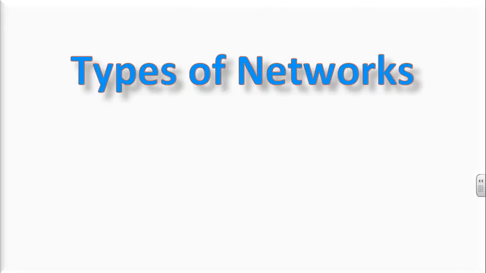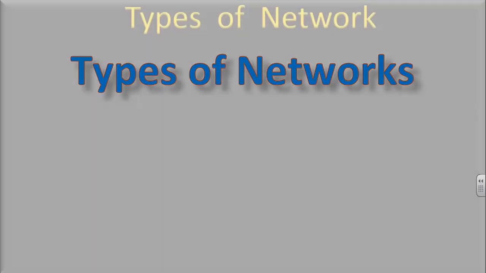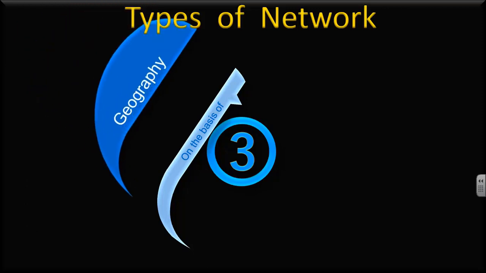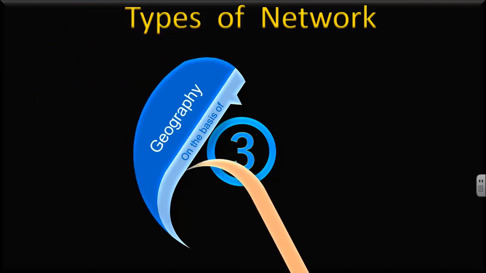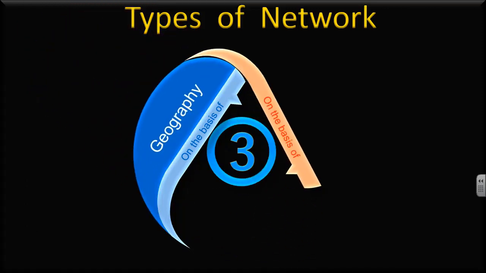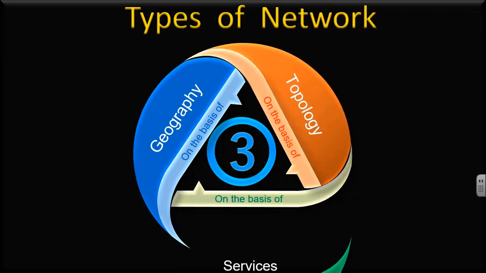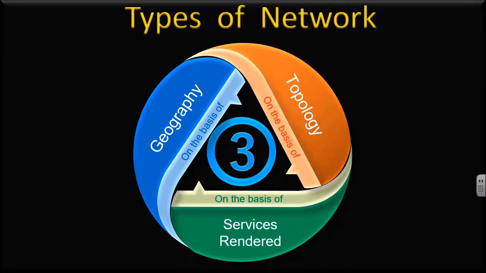Welcome to my class. In this particular class, we will talk about different types of network. We can divide all types of networks into three parts. The first one is on the basis of geography, the second one on the basis of topology, the third one is on the basis of services rendered.